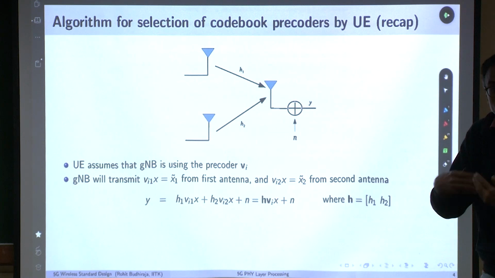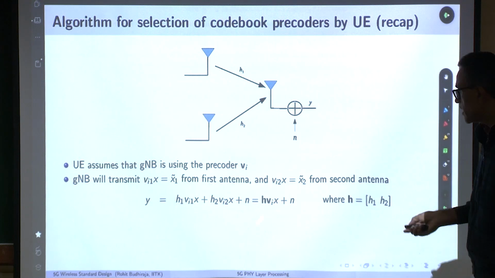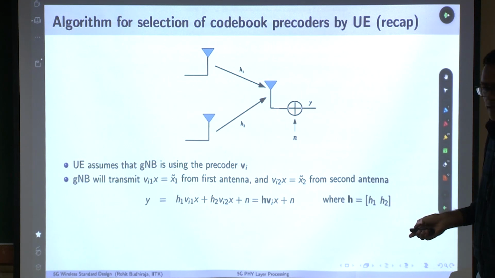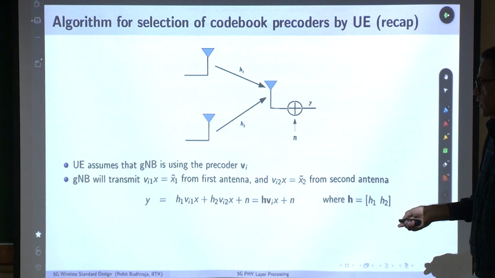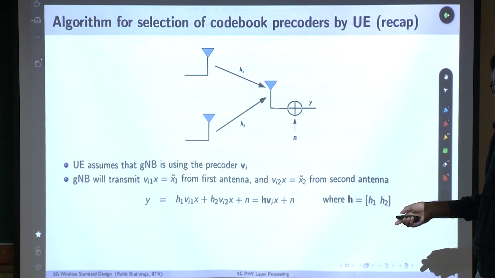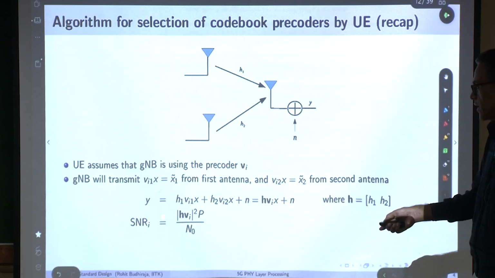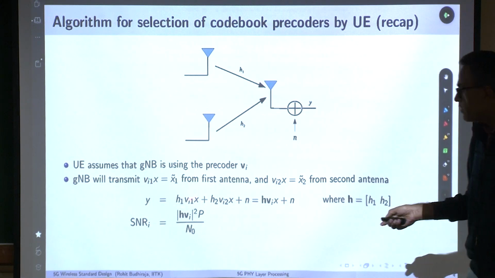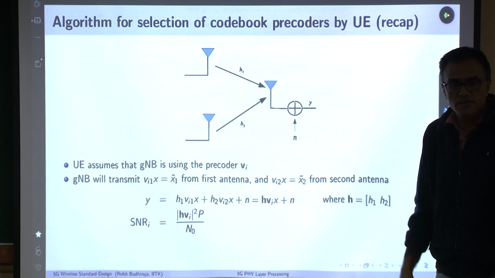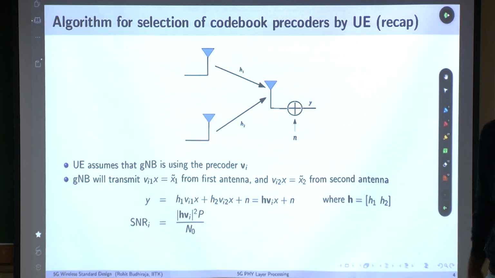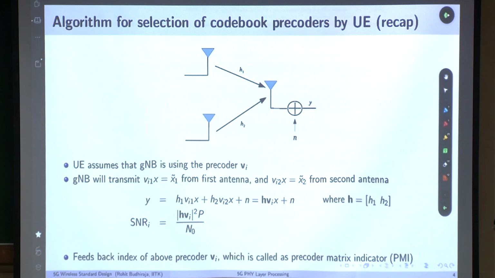And what it needs for calculating the SNR is basically the power of X, right? And then what it does is, it knows all the precoder entries, okay, H, VI, it knows, and it calculates the SNR like this. Whichever precoder entry maximizes the SNR, it feeds back that precoder entry to the base station, okay? And this information is called PMI, precoder matrix indication, okay?